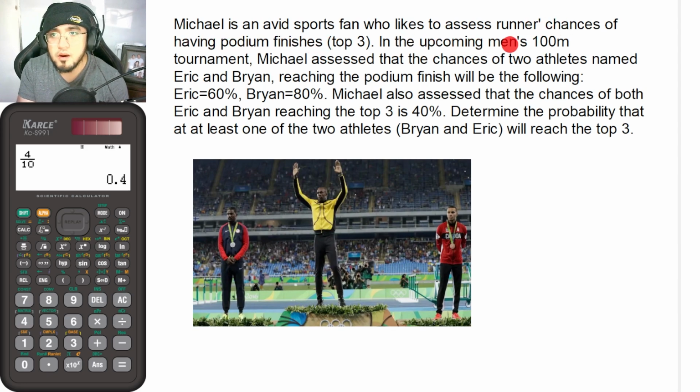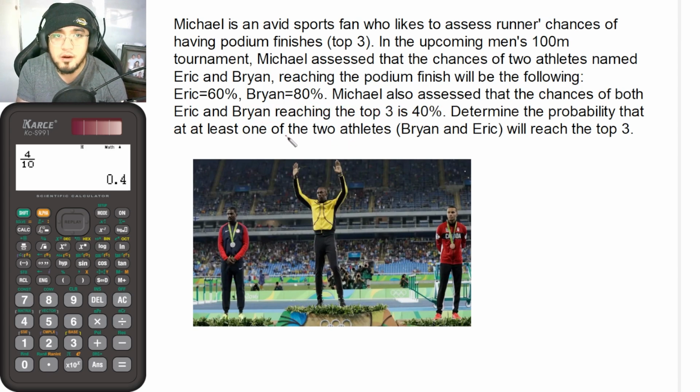Okay, so in the upcoming men's 100-meter tournament, Michael assessed that the chances of the two athletes named Eric and Brian reaching the podium finish will be the following. Eric has a 60% chance of reaching the podium finish. Brian has an 80% chance of reaching the podium finish. And aside from that, Michael also assessed that the chances of both Eric and Brian reaching the top 3 is 40%.